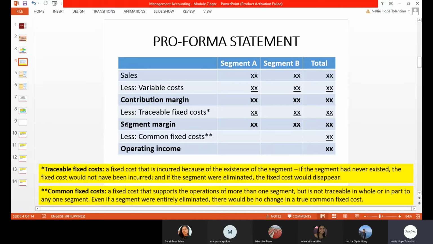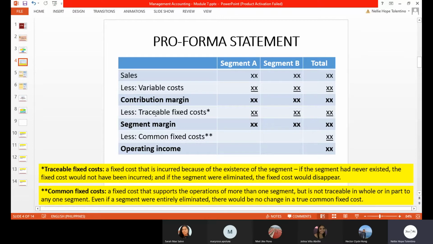Ito talaga yung nangyayari. Now, what is traceable fixed cost? From the word traceable, kapag ang fixed cost is traceable siya sa segment A, isulat mo siya dyan. Traceable siya kay segment B, isulat mo siya dyan. Now, traceable fixed cost is a fixed cost that is incurred because of the existence of the segment. If the segment had never existed, the fixed cost would not have been incurred. And if the segment were eliminated, the fixed cost would disappear.